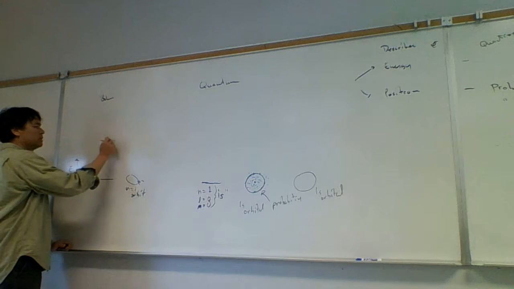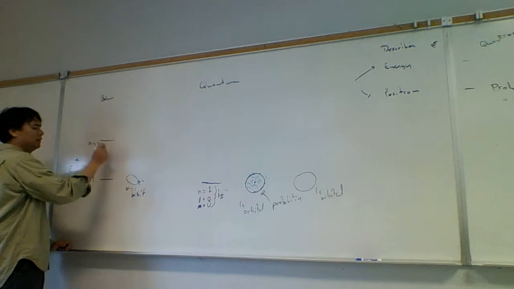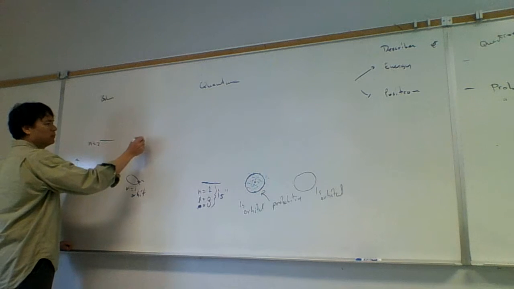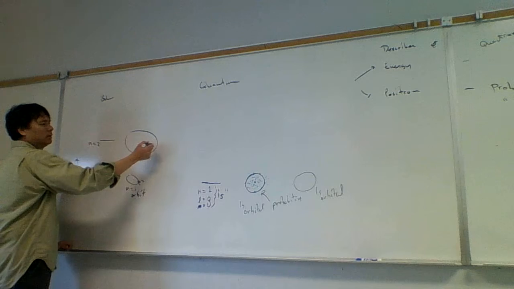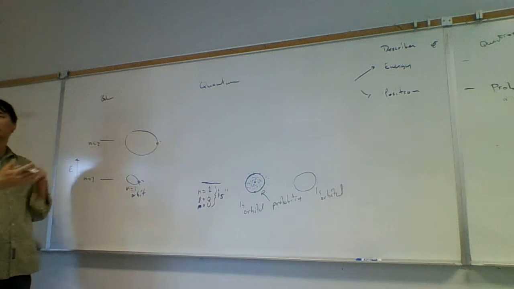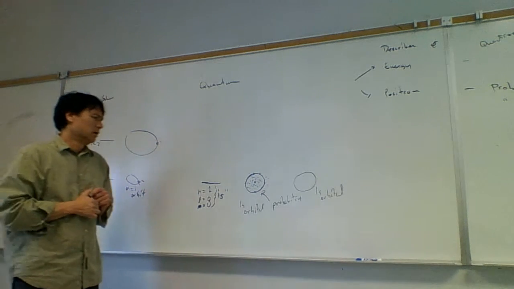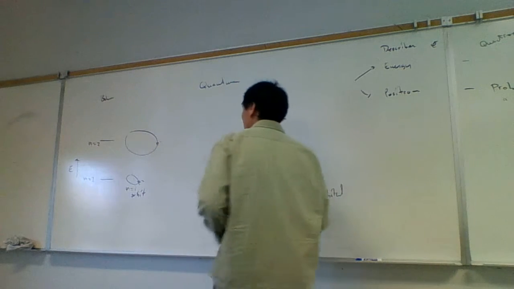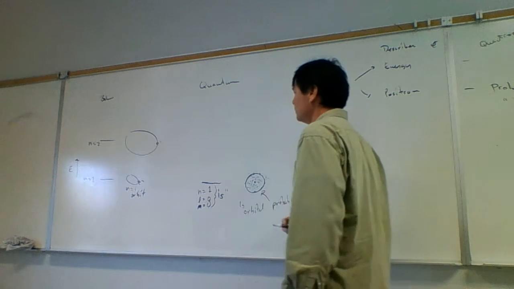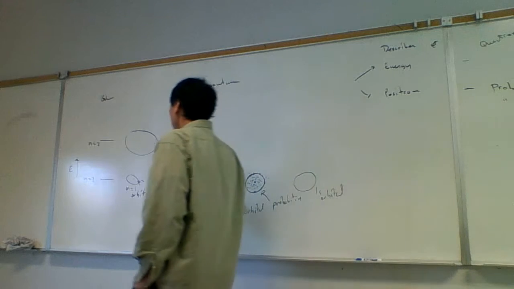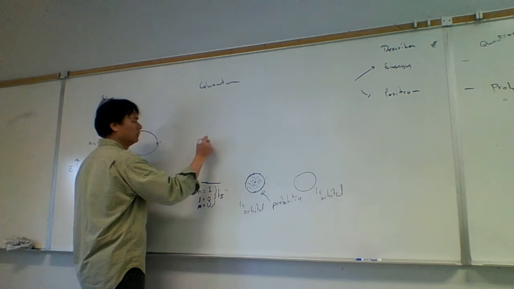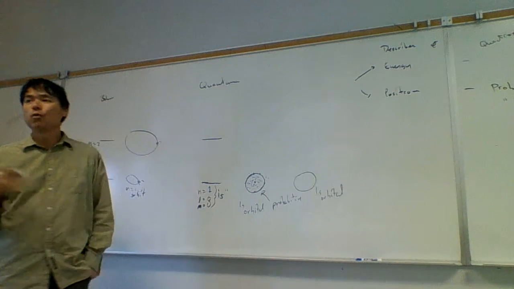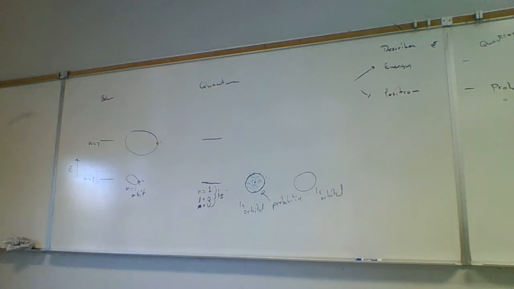Then there's a bigger jump to n equals 2. In n equals 2, according to Bohr theory, the n equals 2 orbit is about 4 times the radius. But in quantum mechanics, it's a little different. In quantum, there's one energy here, but 4 different probability distributions that you can have for n equals 2.